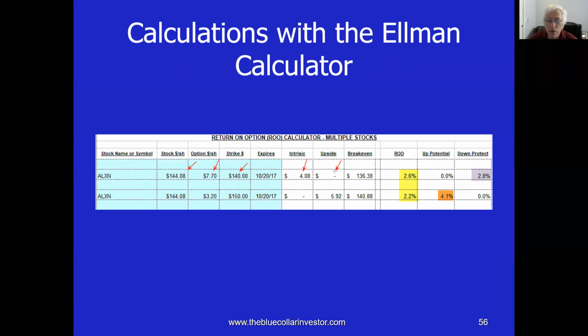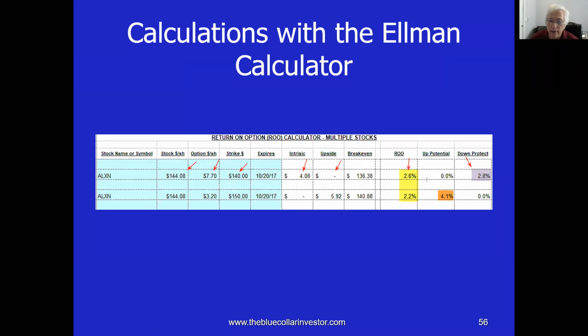Here's the intrinsic value. There is intrinsic value because it's an in the money strike. Now there's no upside because no matter how high the price of the stock moves, we're required to sell at 140. So there's no upside, but there is an intrinsic value component which is going to play a role in the downside protection. All right, let's first start with the return on the option or the ROO, and that's 2.6%.